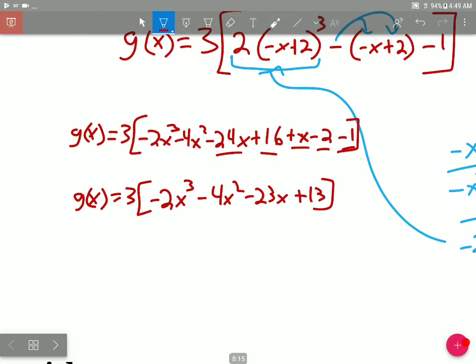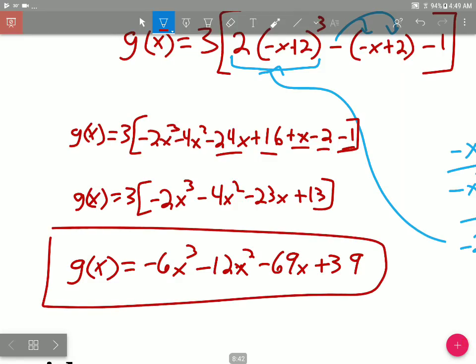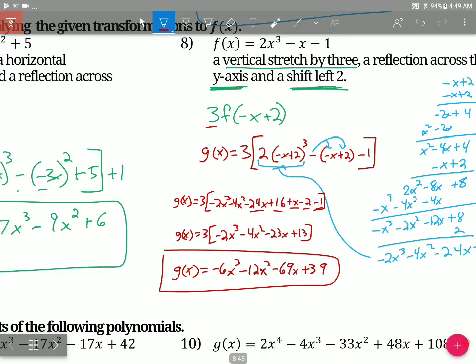And then I have to multiply the whole thing by 3. So g of x equals negative 6x cubed plus 36x squared. Well, 23 times 3 would be 69, so that's a negative 69x. 3 times 13 is 39, plus 39. And that would be the resulting function if I applied these transformations to that equation.